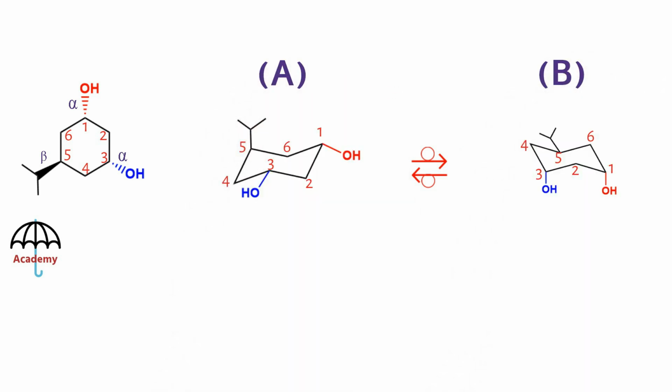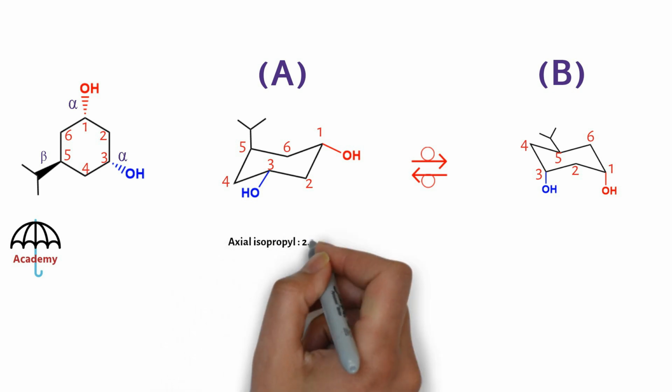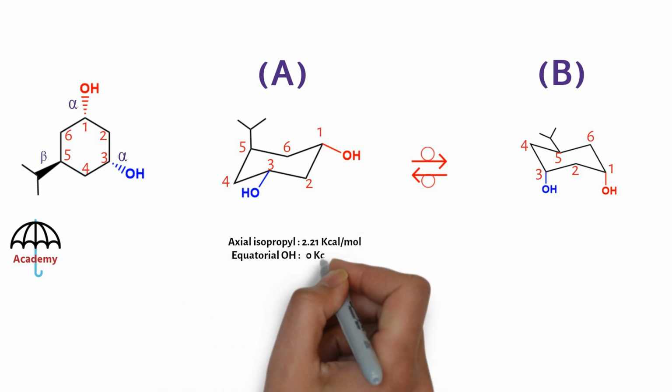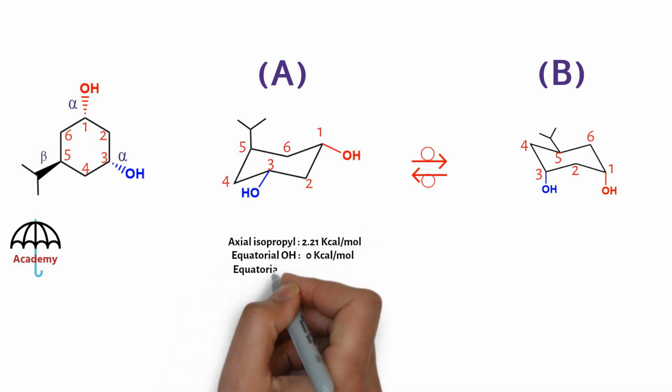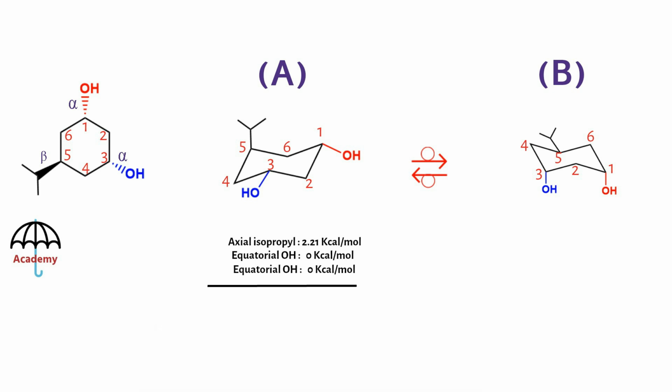In the conformer A, axial isopropyl contributes 2.21 kilocalories per mole torsional strain. Equatorial hydroxyl groups do not contribute to torsional strain. Thus, the total torsional strain in this conformer is 2.21 kilocalories per mole.